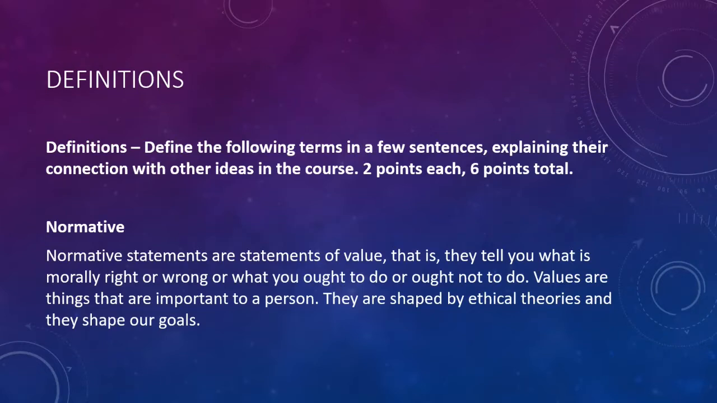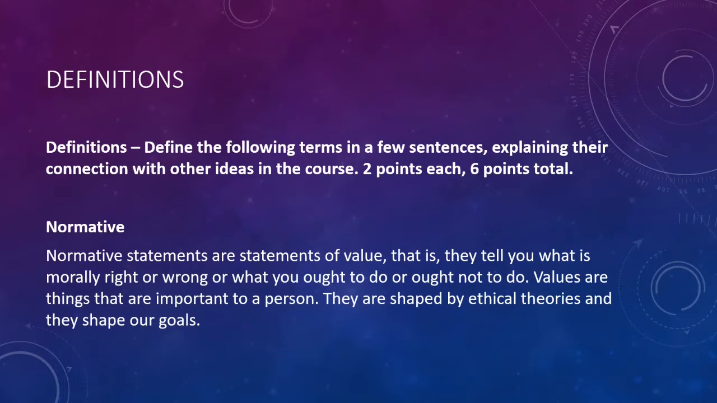So when you're answering one of these questions on Wednesday, start off with a definition. Just tell me what the term means. Normative statements are statements of value. That is, they tell you what's morally right or wrong, or what you ought to do or ought not to do. Okay, that's the definition. One sentence, it's kind of a long sentence. If it takes you 2 or 3 sentences, that's okay. But just say what the concept means, yeah? And that's worth 1 point. If you get the definition right, you get the point. That's it. And we'll talk about definitions later today, what makes a good definition.